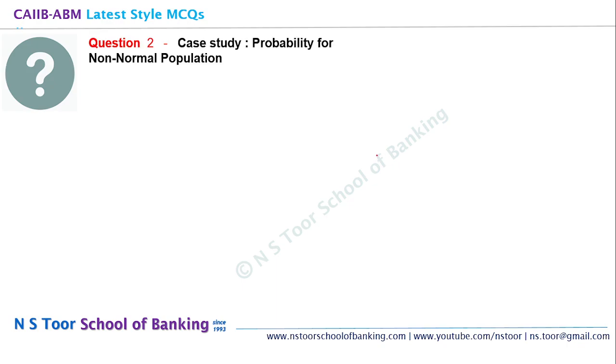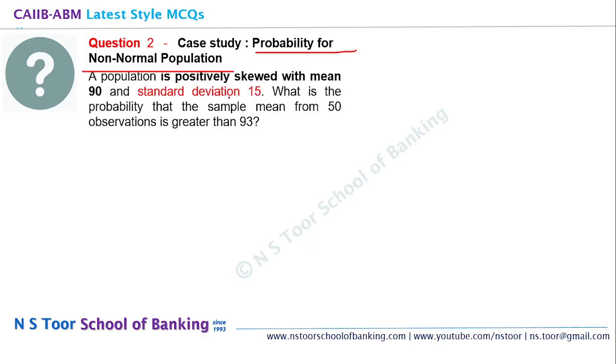Now we will go to the next question. The next question is on probability for a non-normal population. So the question is on probability. A population, this is a very important one. Population means group. A population is positively skewed with a mean of 90.